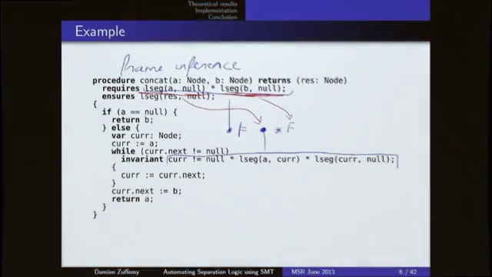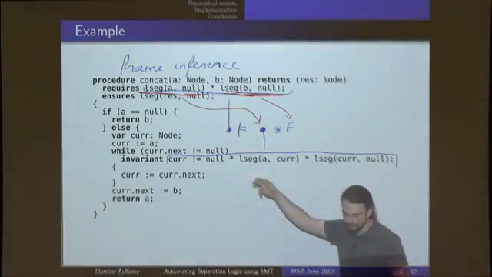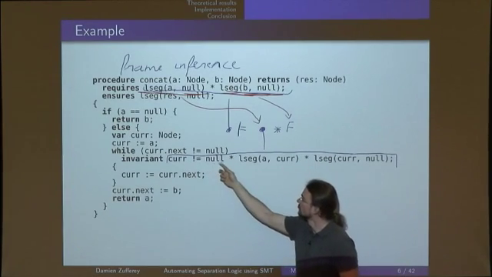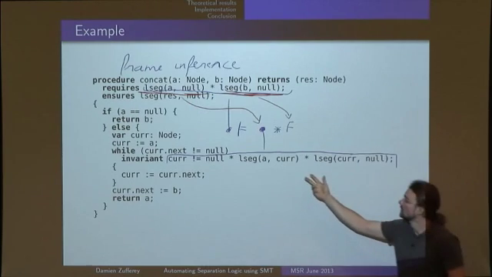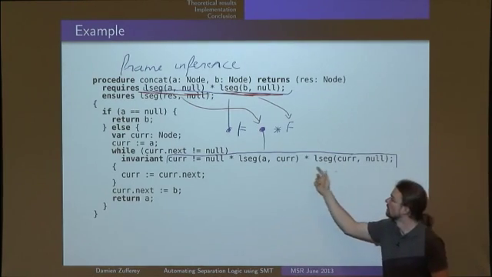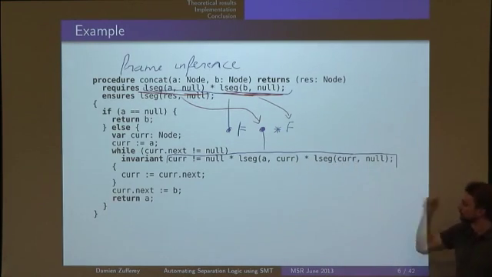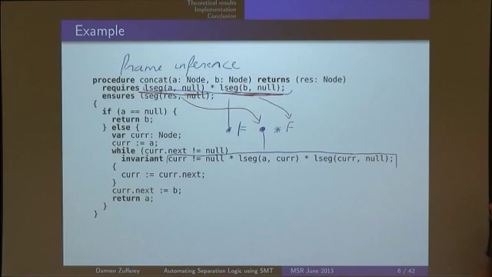Okay, and now about the frame inference. So when you start executing the program, you get to the loop, and you want to check the loop invariant as a precondition, which basically says that this loop will modify two list segments, one going from A to cur, and the other going from cur to null. So we look at what we have in our heap. Okay, we have a list segment from A to null, which is good. But then we also have this list segment from B to null, which is not going to be touched by the loop.